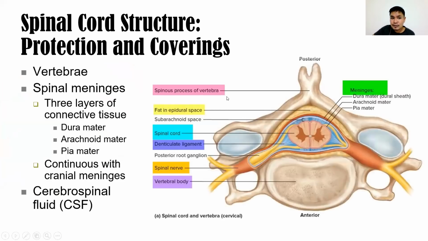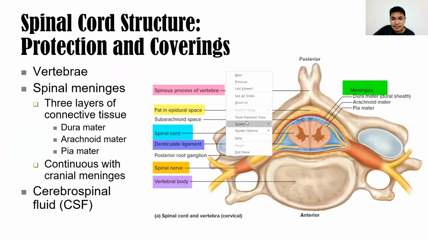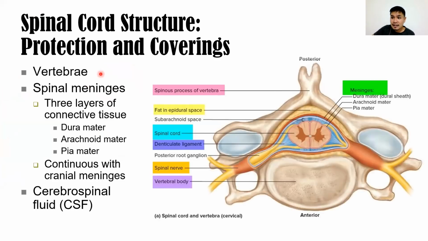So the spinal cord structure is protected and has coverings. So what are these structures? It's protected by the bones, the vertebrae, the different vertebrae, and then the spinal meninges. What are these meninges? Three layers of connective tissue. They are named the dura mater, arachnoid mater, and the pia mater. These are the three layers of the meninges.